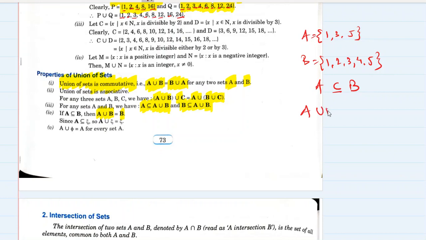So can you tell me what is A union B? For writing A union B, you write all the elements of A and B which are common once, and also those elements which are not common once. So here you get A union B as {1, 2, 3, 4, 5}, which is set B. So A union B is set B if A is a subset of B. That's property number 4. Since A is a subset of the universal set, any set union universal set will always give you the universal set. Any set union null set will give you the same set A. A union null set is equal to A for every set A.